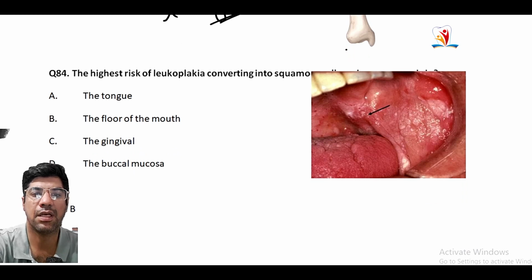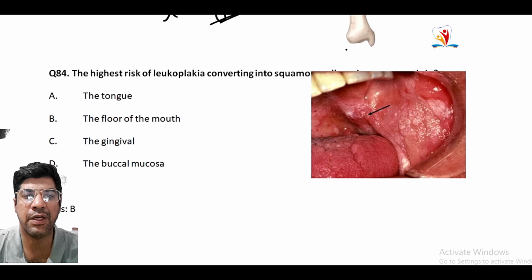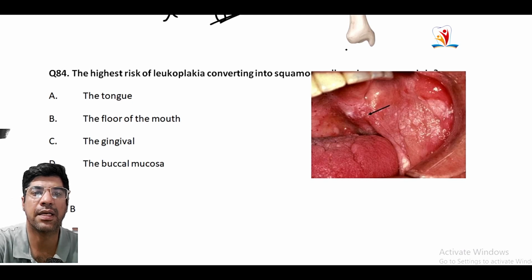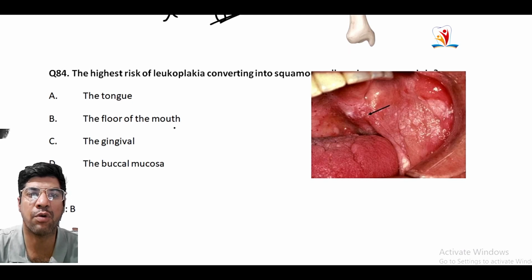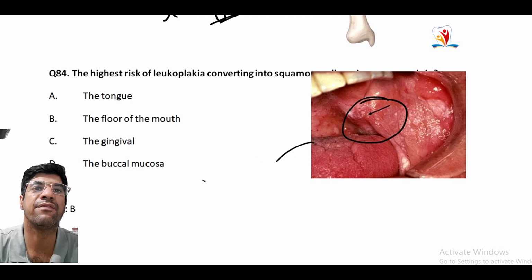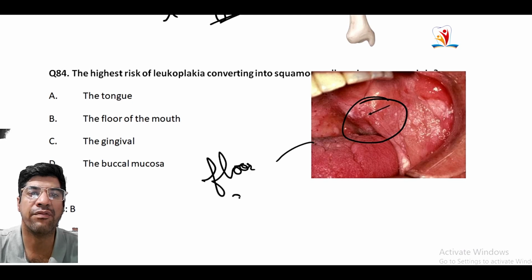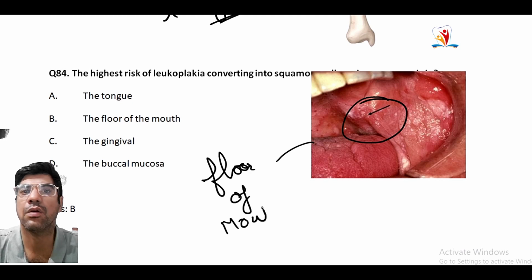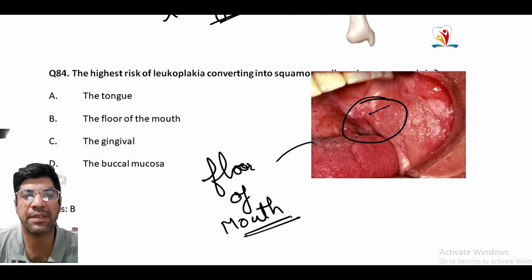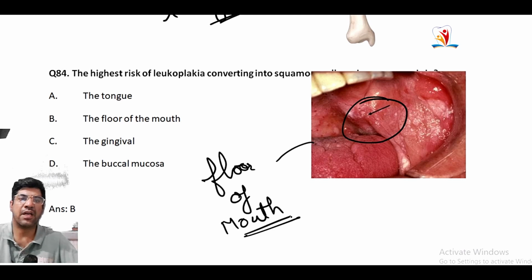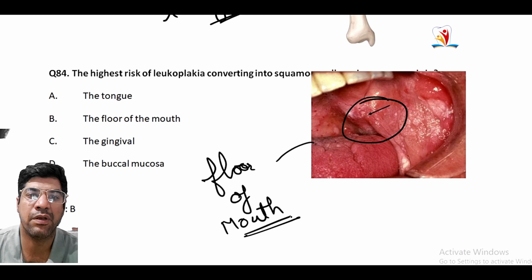The highest risk of leukoplakia converting into squamous cell carcinoma occurs in the floor of mouth. Leukoplakia, we know, is a white patch that can develop on the oral mucosa, and it is a precancerous condition. The floor of mouth is one of the sites where leukoplakia is at higher risk of malignant transformation.